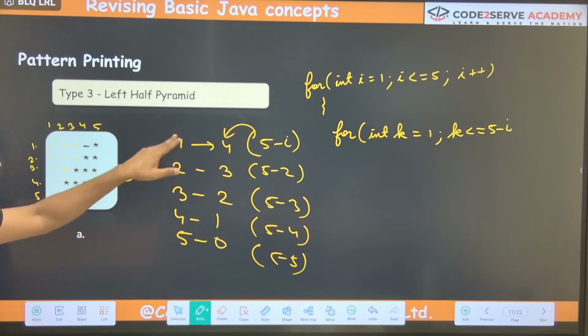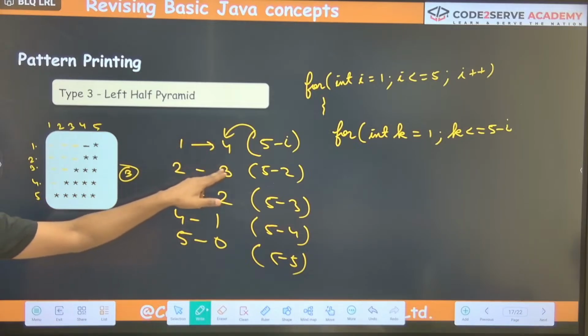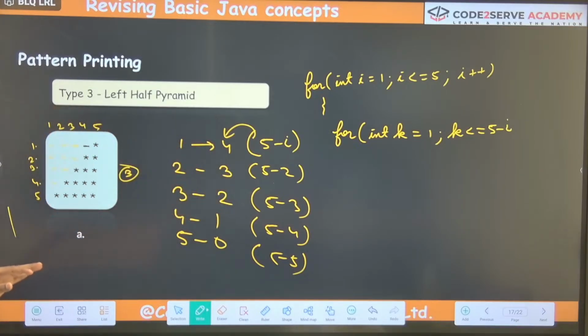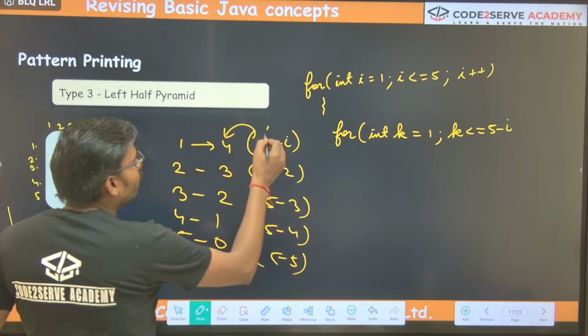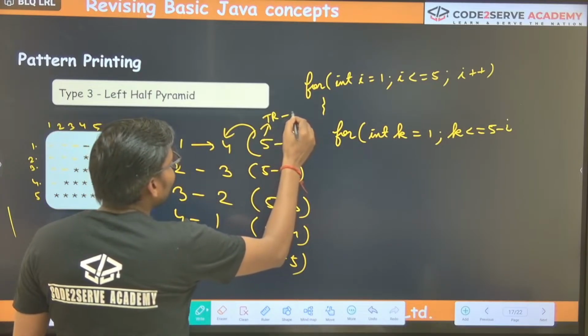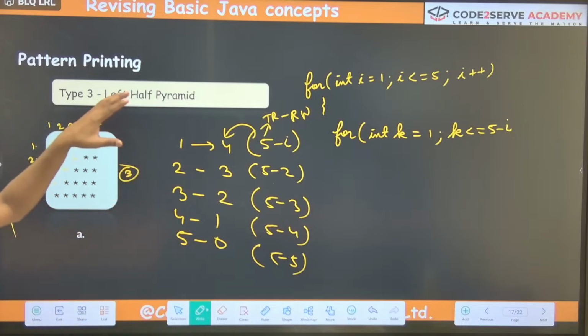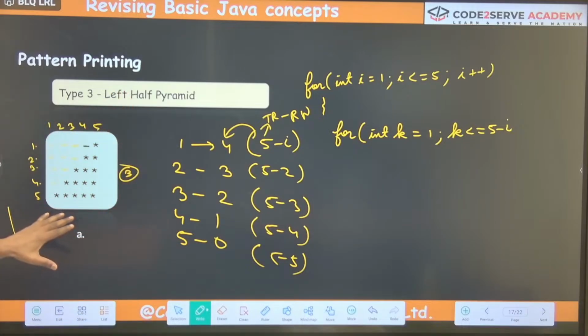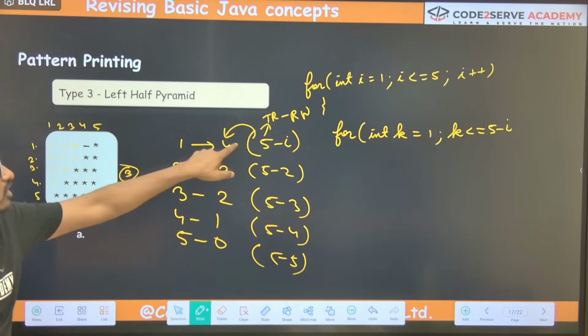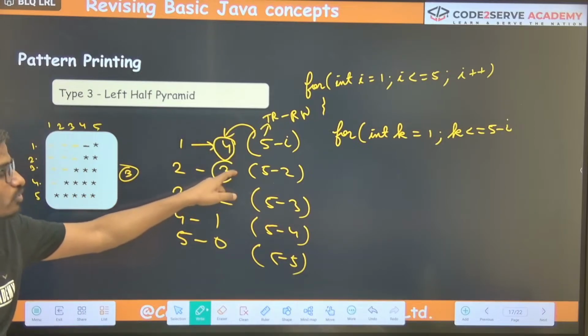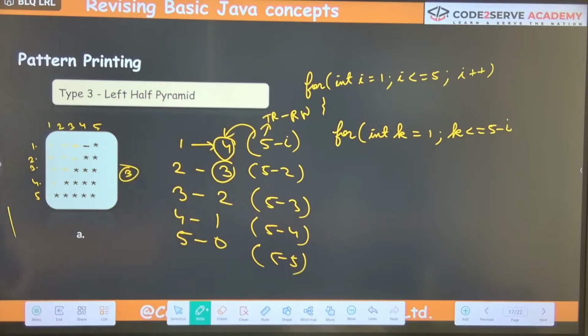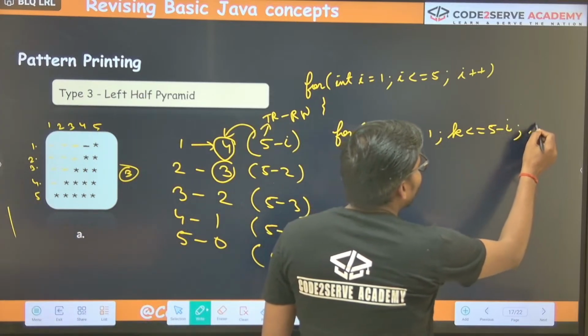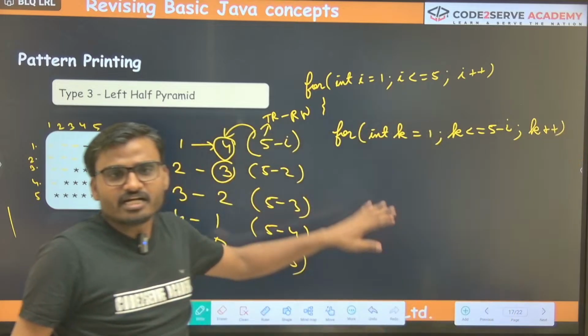You see over here, for row number 1, you need to go 4 times. For row number 2, you need to go 3 times. So you always take the help of the total number of rows. Total number of rows was 5. So if we are subtracting the row number from the total rows, we are getting the total white spaces for each row. So you see, for each row we are getting a different number of white spaces. Got it? So over here we'll say k plus plus. It is very easy.